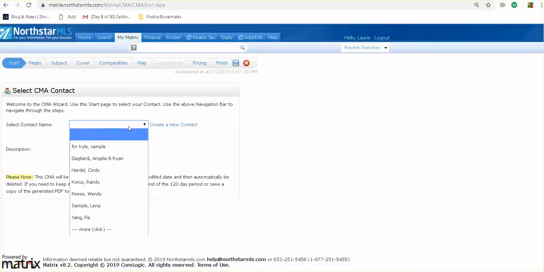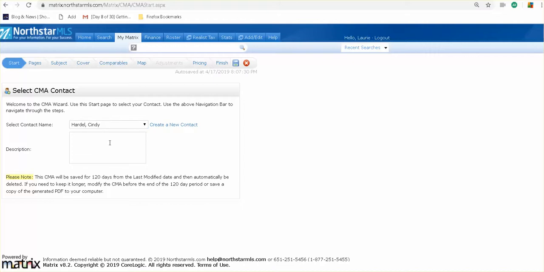And I'm going to pick a contact name. I'm just going to put my sister's name in here for now. And I'm going to say Buffalo CMA. So what you're going to see here are these buttons come across. So that showed up when we came into our CMA.